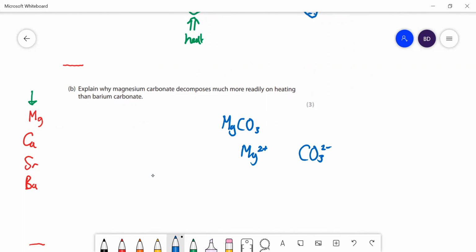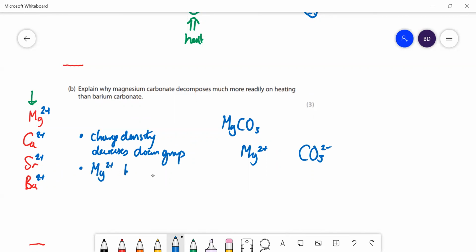Right, so the reason why is because these are all 2+ ions. What happens to the size of those ions as you go from magnesium to barium? They get bigger, but they're still only +2. So I would say the charge density decreases down the group. That means magnesium is the best at polarizing the carbonate ion. In other words, pulling negative charge across from the carbonate ion towards the magnesium.